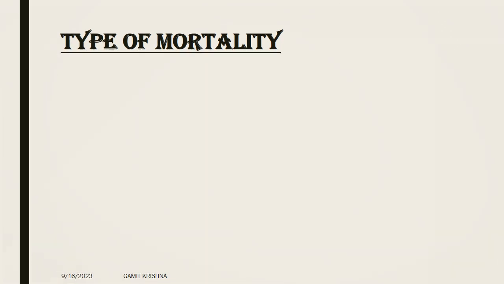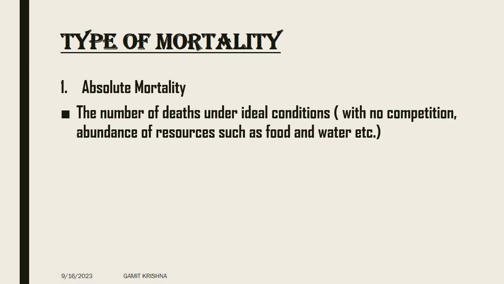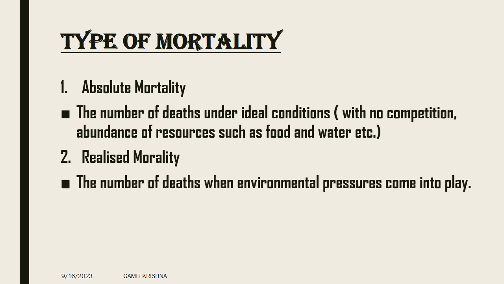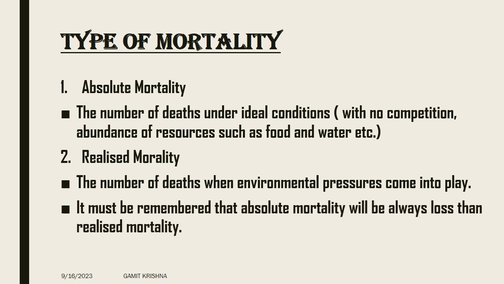Types of mortality. Number one is absolute mortality. The number of deaths under ideal conditions with no competition, abundance of resources such as food and water, etc. Second is realized mortality. The number of deaths when environmental pressures come into play. It must be remembered that absolute mortality will always be less than realized mortality.